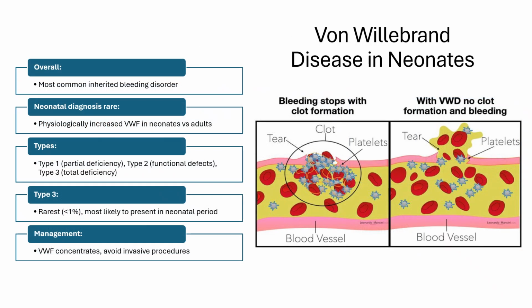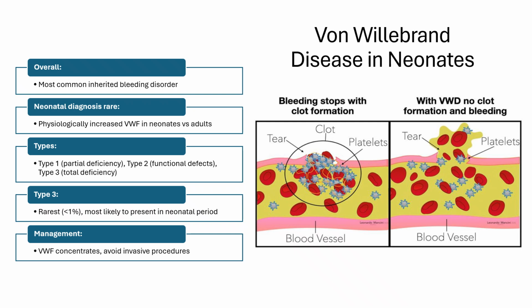Von Willebrand disease represents the most common inherited bleeding disorder overall, yet neonatal presentation remains paradoxically rare due to unique physiologic differences between neonates and adults. The underlying pathophysiology involves defects in von Willebrand factor, a crucial multimeric protein responsible for platelet adhesion to damaged endothelium and serving as the carrier protein for factor VIII.